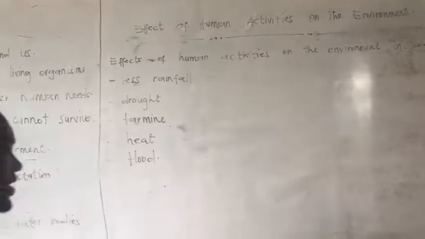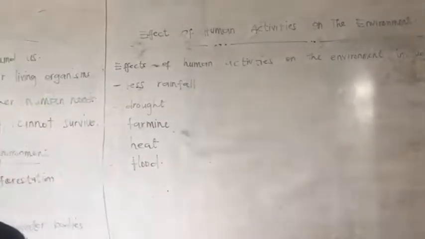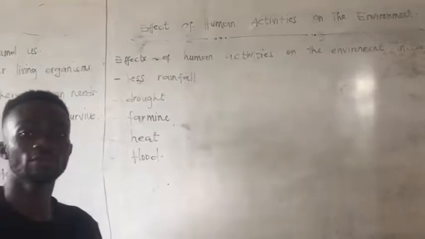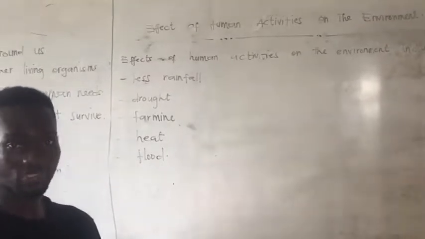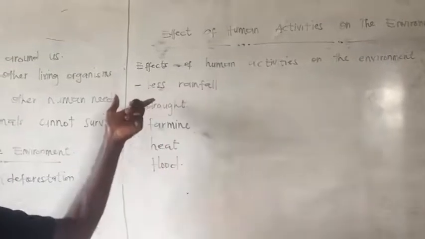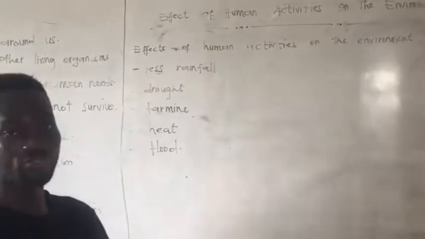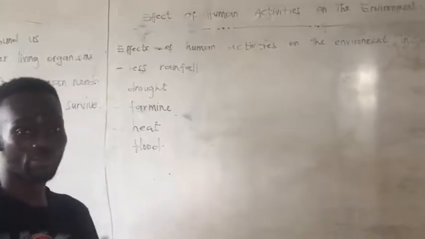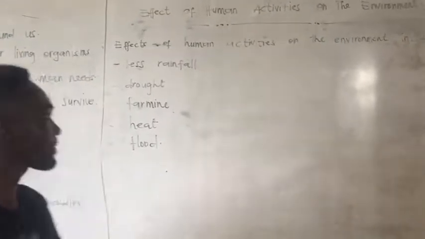Drought. When there is drought, we cannot cultivate our plants, because the earth wouldn't be able to hold much water in it because it doesn't rain. When we experience less rainfall, there's going to be drought. When there's drought, we cannot cultivate our plants, and we know our plants also provide us with food.